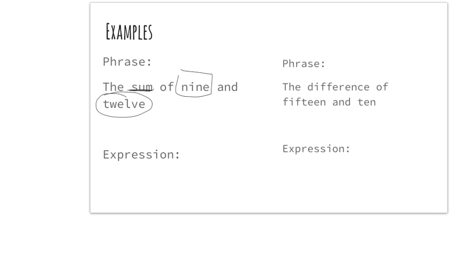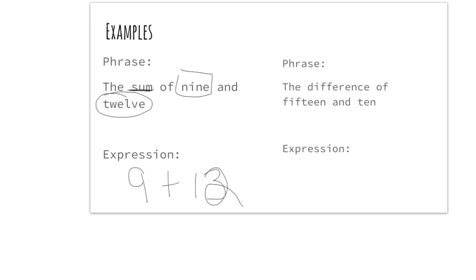So to write this as an expression, we have 9 plus 12. The sum of 9 and 12. So we have 9 and 12. I don't know why I wrote 13. 12, sorry.